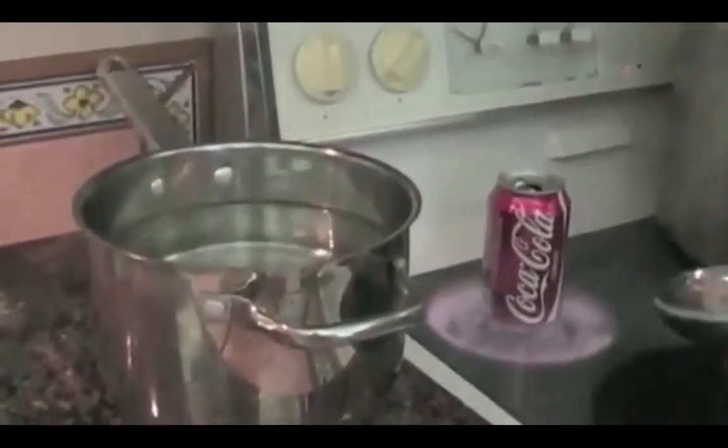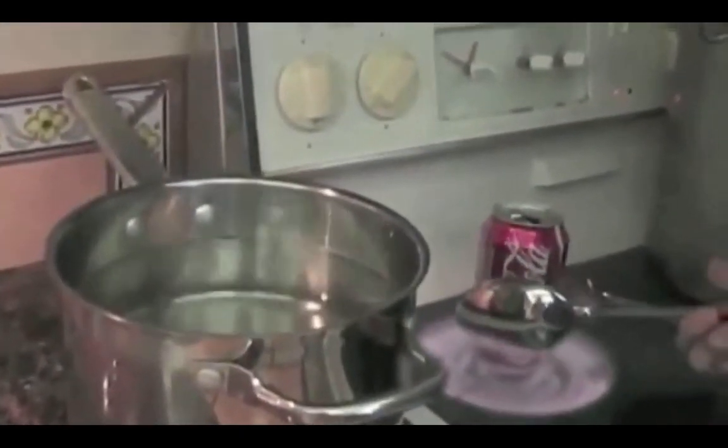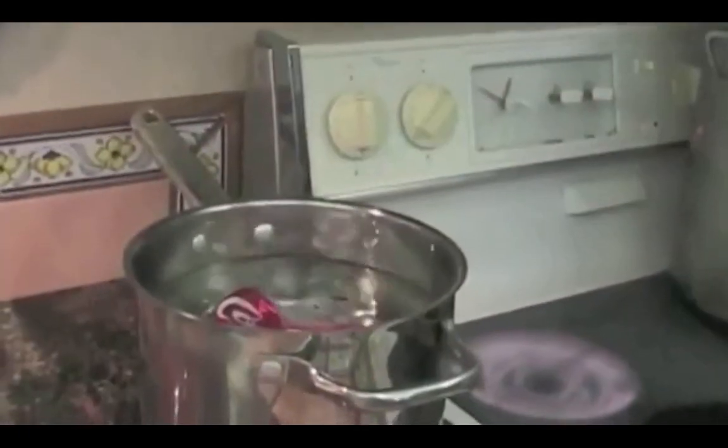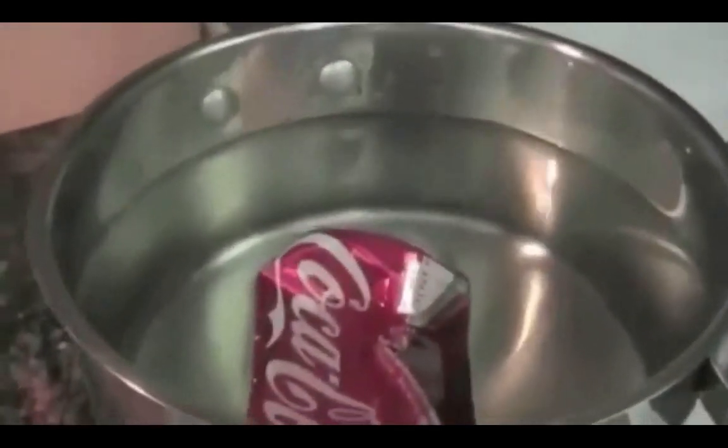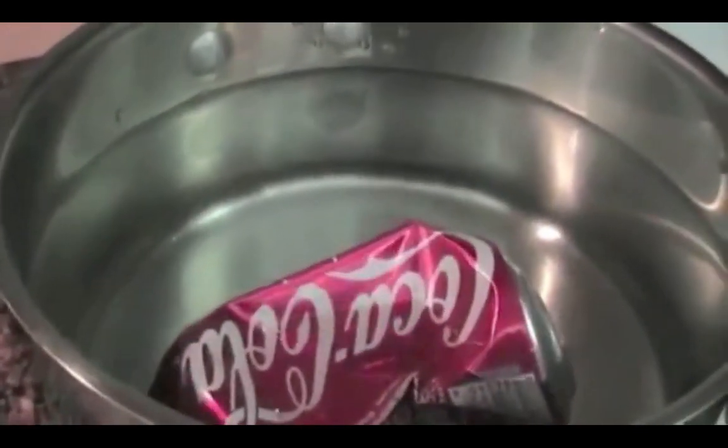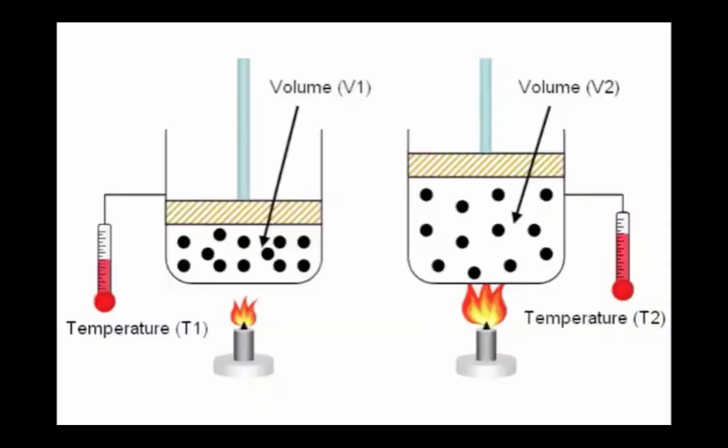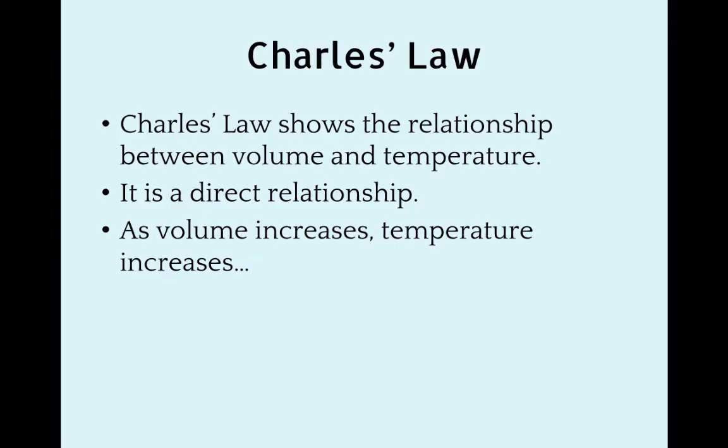Okay, so the can was heated up and then picked up and put upside down into the cold water, and it smashes the can because as the temperature decreases rapidly, the volume will decrease rapidly. As the volume increases, the temperature increases, and vice versa. Add this to your formula sheet. Charles' law is a direct relationship, and the equation is V1 over T1 equals V2 over T2.